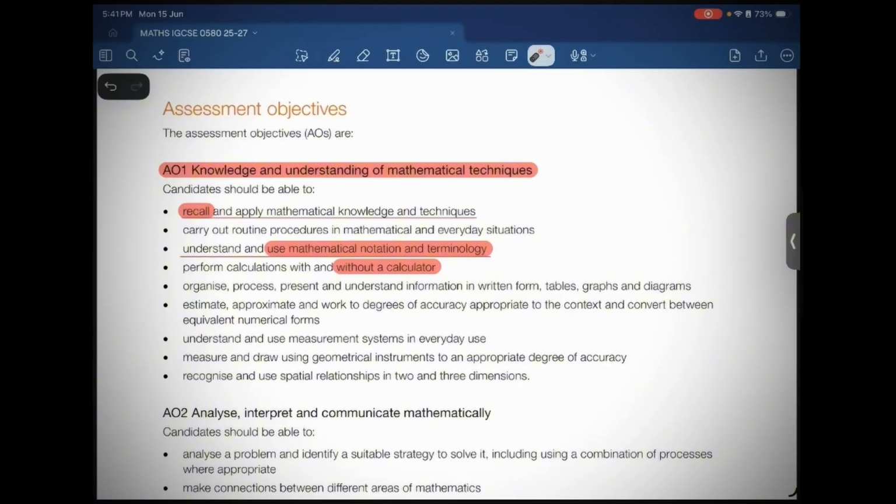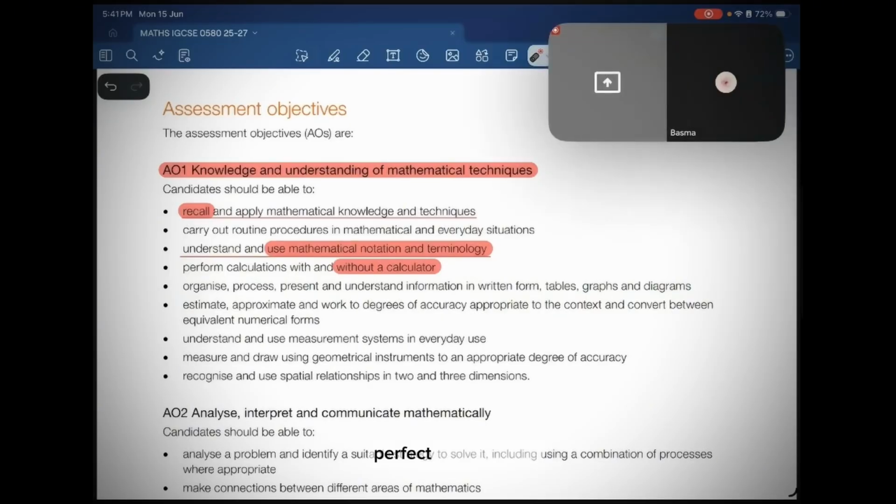Clear, Bisma? All right. Any questions up to this point, Bisma? No, it's not clear. Perfect.